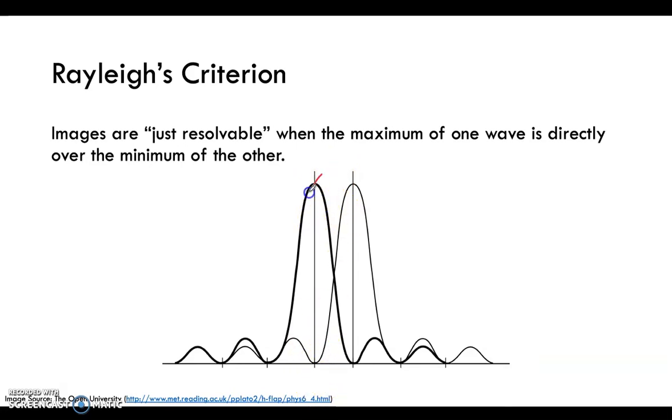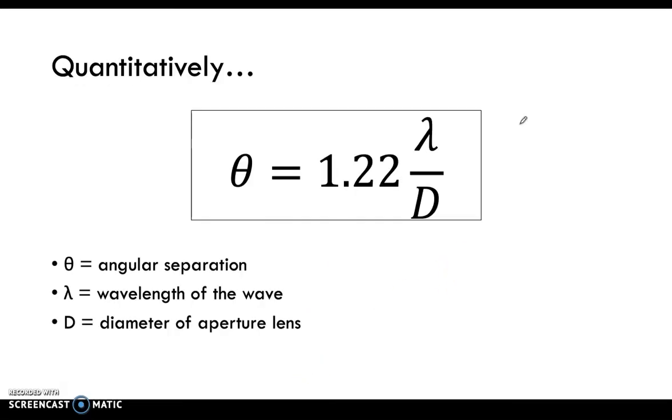So here again, the maximum of one wave is directly over the minimum of another. And so, as I said, Rayleigh's criterion is a calculable limit. This limit is determined using your theta, your wavelength, and the diameter of your aperture lens. Your angular separation is the angle that's created between your two light sources and your observer. So again, this is the theta.